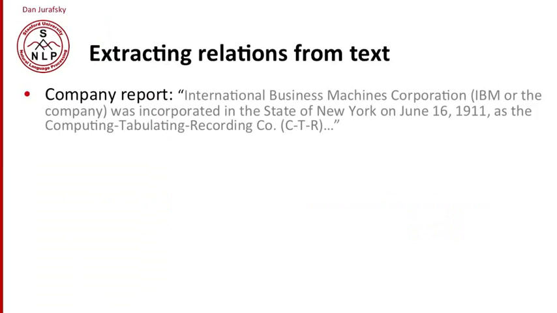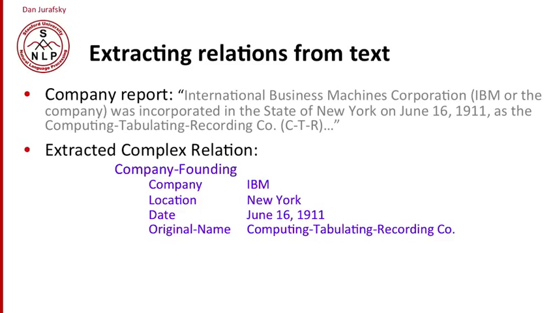Consider the following sentence from a company report. International Business Machines was incorporated in the state of New York on June 16th, and so on. We'd like to extract a relatively complex relation about company founding. We'd like to know that there was a founding event and that the company was IBM, that the location was in New York, that there was a date, that the company was originally named CTR, and so on. So all these kinds of facts about this large structured relation.